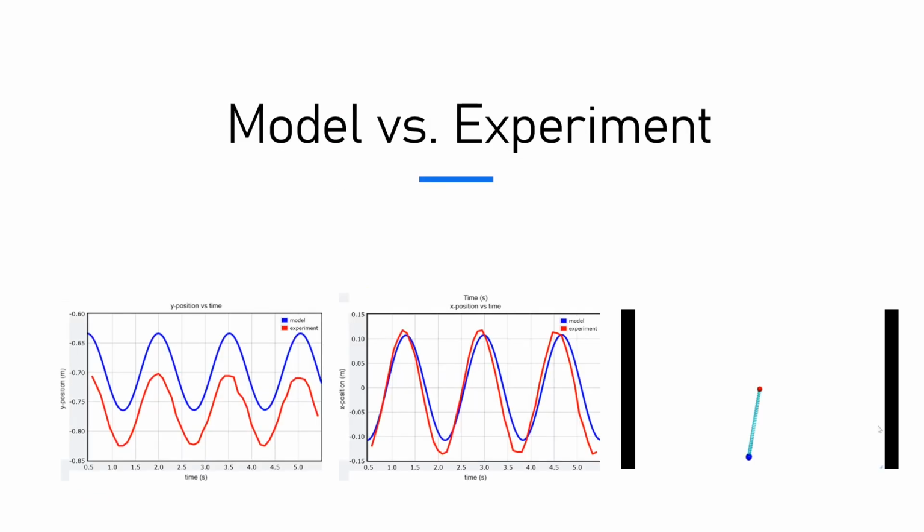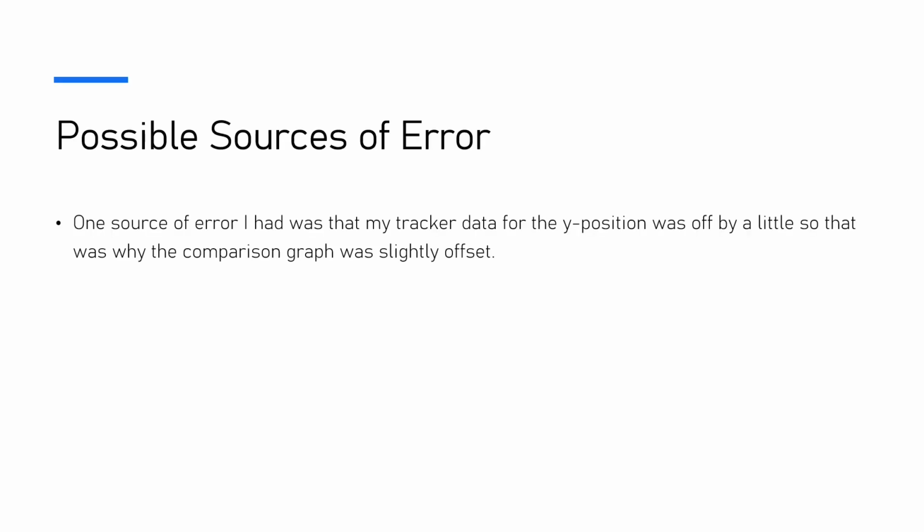For our model versus experiment, we can see that the model predicts the X position pretty well. You can see in the video that's the output we had. For the Y, you can see it's a bit off. I'll go into this in the possible sources of error, but I think my tracker data was slightly off, so the model is slightly above where the experimental data was. One obvious source of error I had was that my tracker data for the Y position was off by a little, which is why the comparison graph was slightly offset.